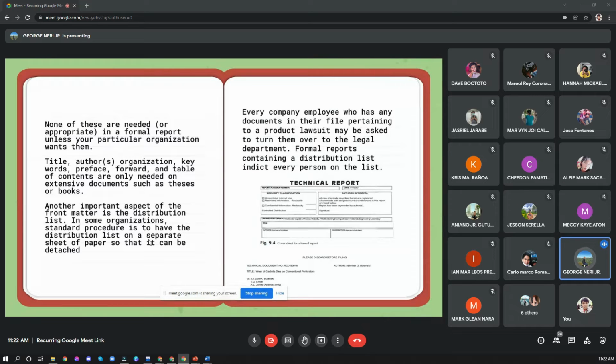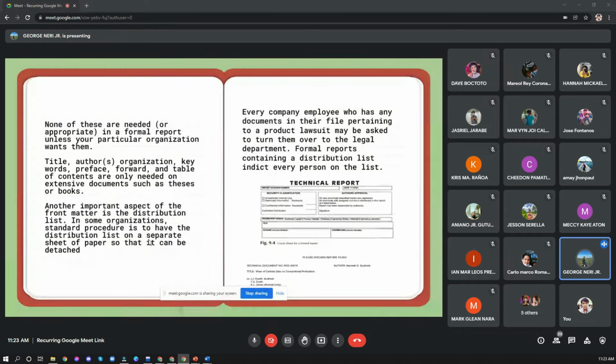Another important aspect of the front matter is the distribution list. In some organizations, the standard procedure is to have the distribution list on a separate sheet of paper so that it can be detached. Every company employee who has any documents in their file pertaining to a product lawsuit may be asked to turn them over to the legal department.